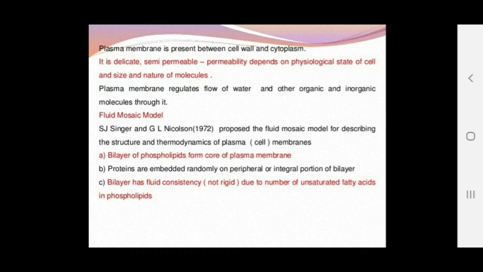The bilayer of the phospholipids forms the core of the plasma membrane. The proteins are embedded randomly, peripherally, or in internal portions of the bilayer. The bilayer has a fluid consistency. This is not rigid. That's why this model is later called the fluid mosaic model, due to the unsaturated fatty acids in the phospholipid bilayer.